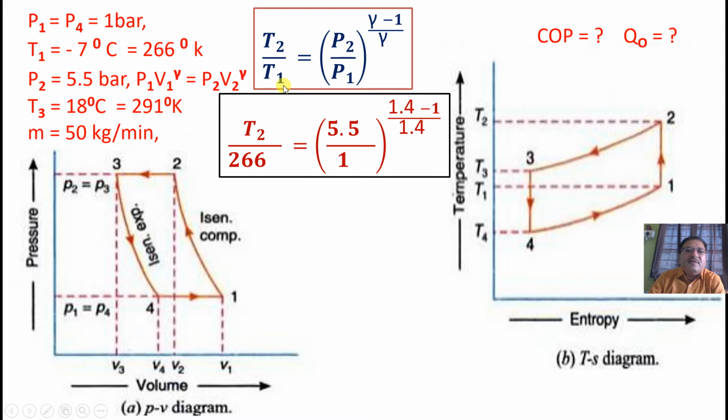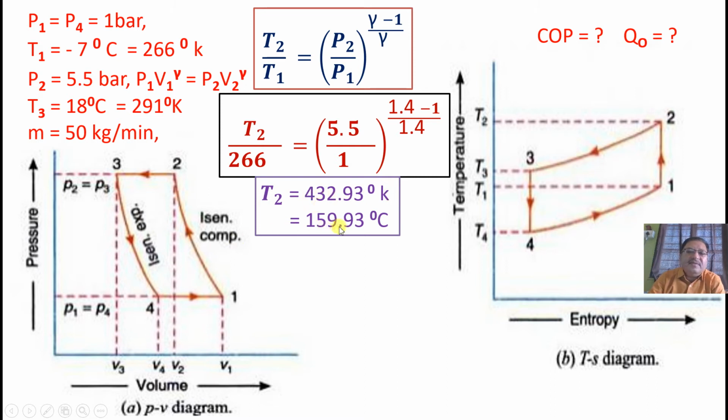So therefore the value of T1 is converted into degree Kelvin, -7 degree centigrade is converted into 266 degree Kelvin, and that is substituted here. The pressure P2 is given as 5.5 bar and pressure P1 is equal to P4, that is 1 bar, and the value of gamma is 1.4. So these values are substituted, and after solving this equation we get the value of temperature T2 as 432.93 degree Kelvin. If you subtract 273 from this, you get 159.93 degree centigrade, right?